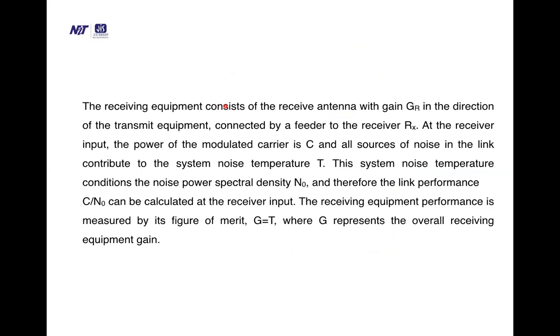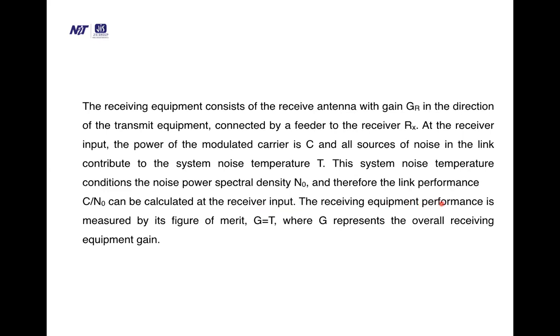The receiving equipment consists of the receive antenna with a gain GR in the direction of the transmit equipment, connected by a feeder to the receiver RX. At the receiver input, the power of the modulated carrier is C, and all sources of noise in the link contribute to the system noise temperature T. This system noise temperature conditions the noise power spectrum N0, and therefore the link performance C by N0 can be calculated at the receiver input.